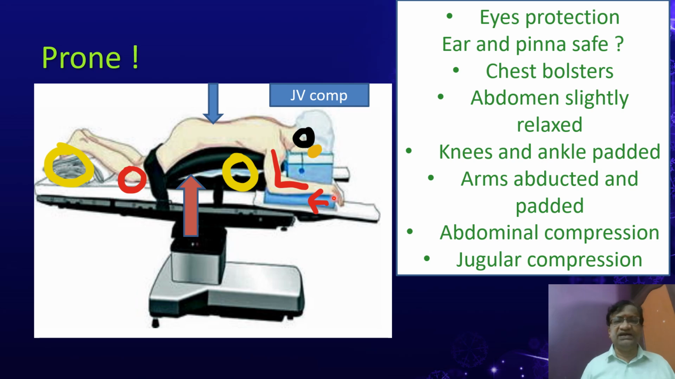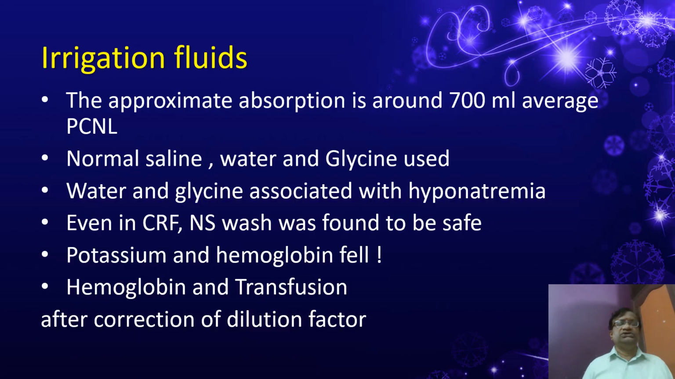Now we see the prone position. Already we have discussed the paddles, eye protection, chest bolsters, knees, arms erected, abdominal compression, jugular compression, which are to be taken care of. The approximate absorption is 700 ml on average per PCNL. Normal saline, water, glycine are used. Water and glycine are associated with hyponatremia. Even in chronic renal failure, normal saline wash was found to be safe. So proceed with NS. Potassium and hemoglobin will fall. Hemoglobin and transfusion should be gauged only after correction of the dilution factor, because you have given 700 ml.